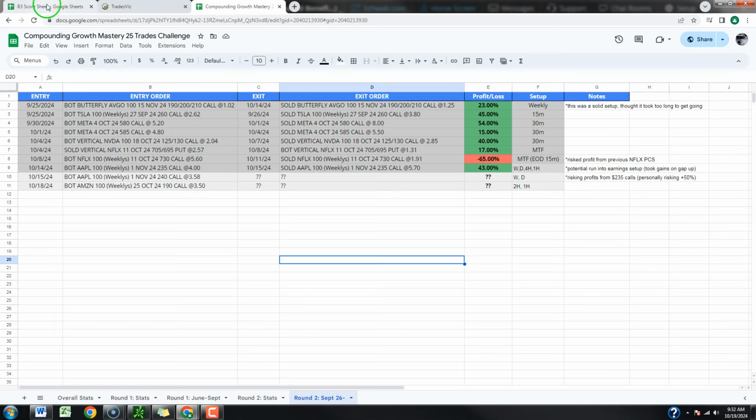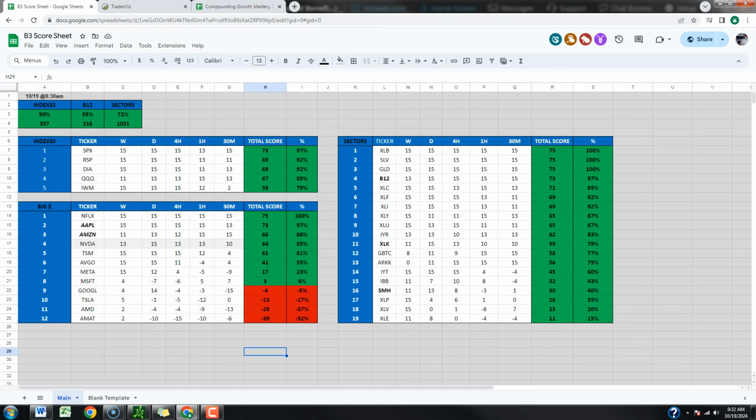Alrighty, so looking at the rankings here, everything remains pretty bullish. S&P gets a total score of 73 out of 75. Dow Jones a 69, QQQ 67, and the IWM a 59. All pretty good scores.